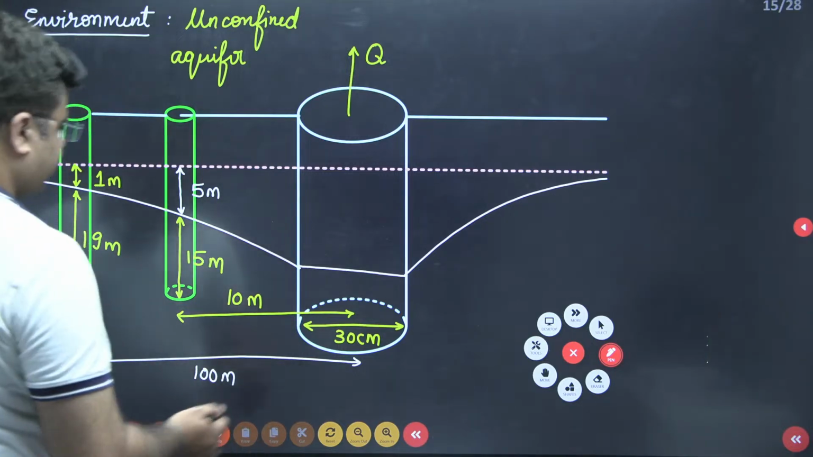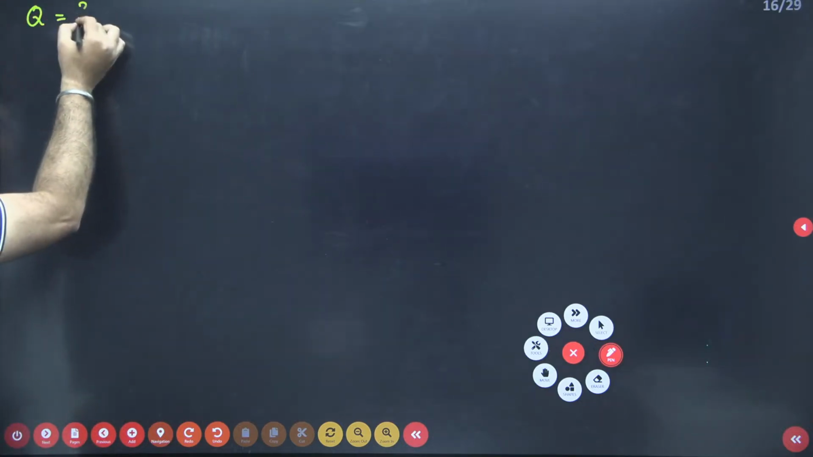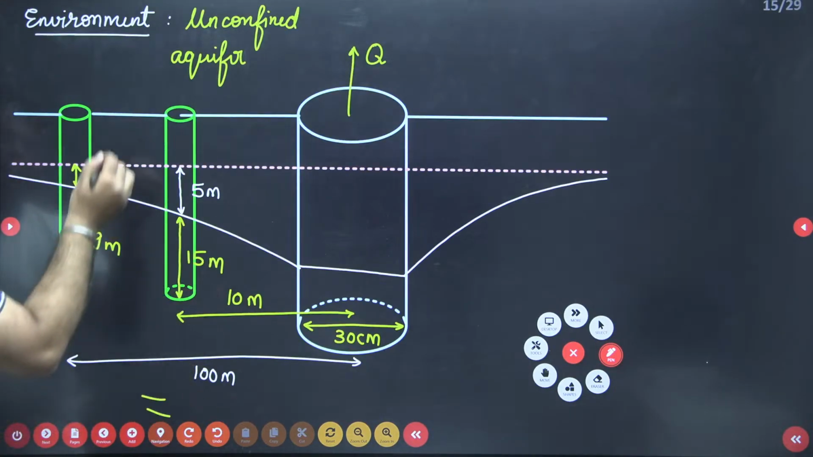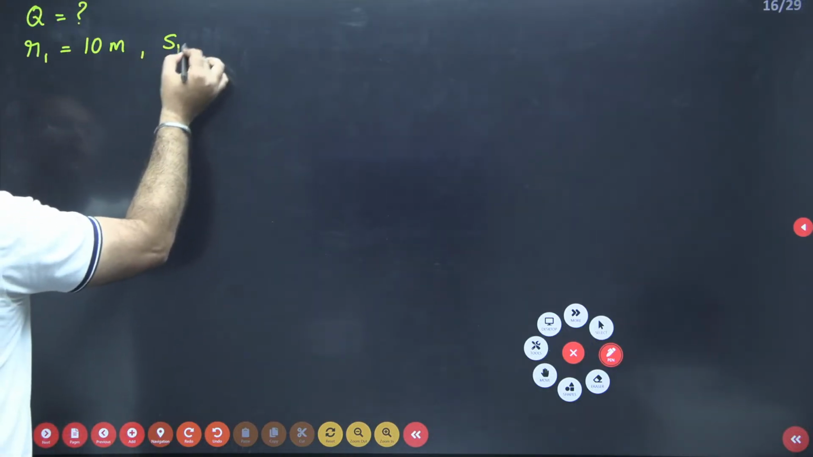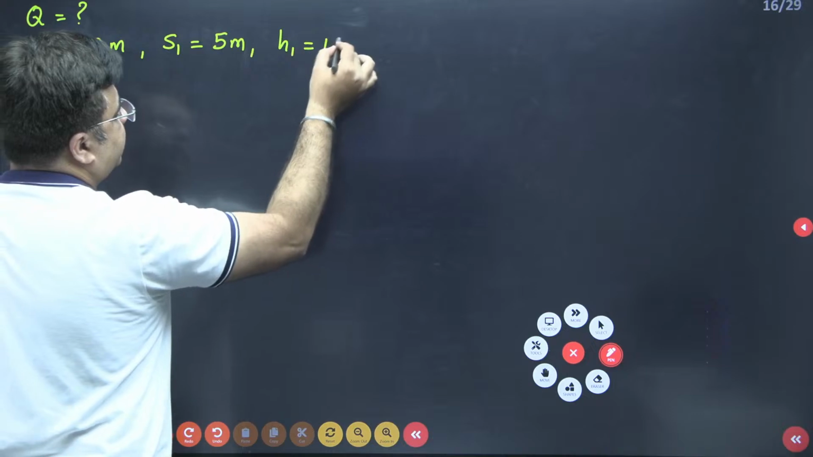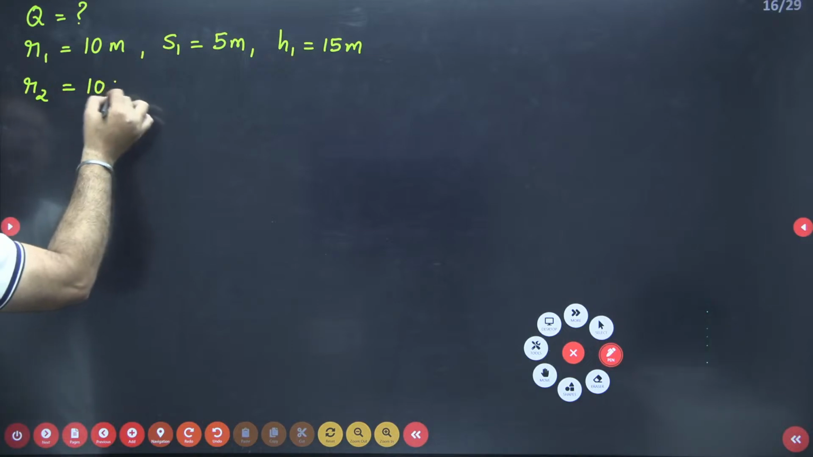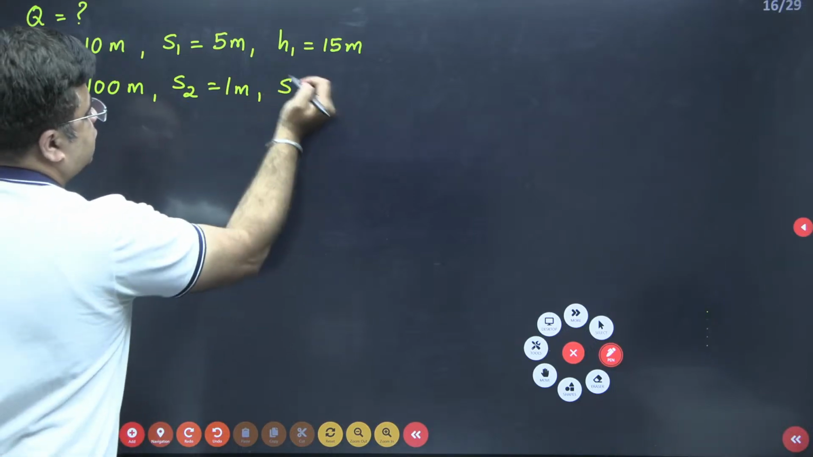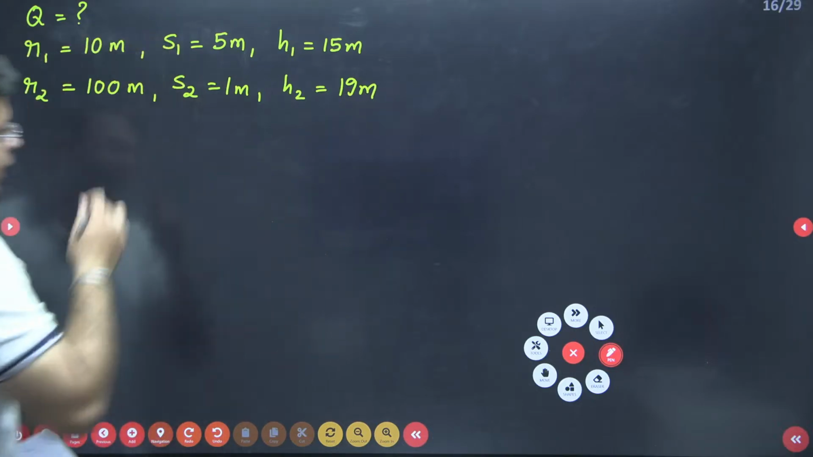So let me just write down the data. You need to calculate Q. R1 is 10 meter. S1 is 5 meter. And H1 is 15 meter. R2 is 100 meter. S2 is 1 meter. And H2 is 19 meter. Okay. And you need to calculate the discharge.